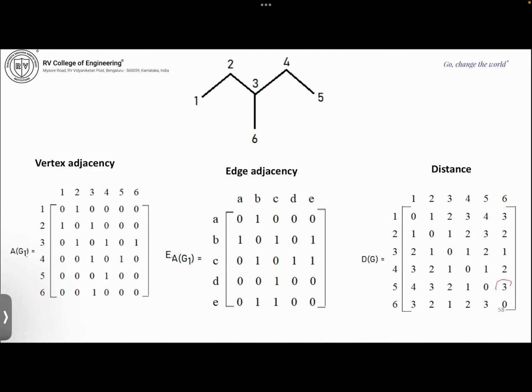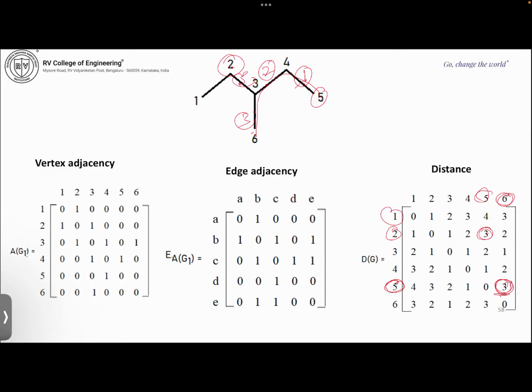So you can see why we are getting 3 here. For the 5th atom to the 6th atom, the distance between the 5th atom and 6th atom is labeled as 3. It is because 1, 2, 3. So 5 and 6 are connected with 3 edges. Therefore, it is called 3. Even 2 and 5 are connected by 3. 2 and 5, 1, 2, 3. So therefore, it is labeled.